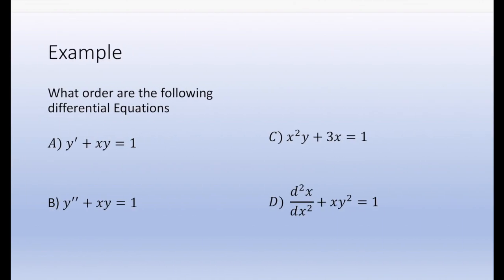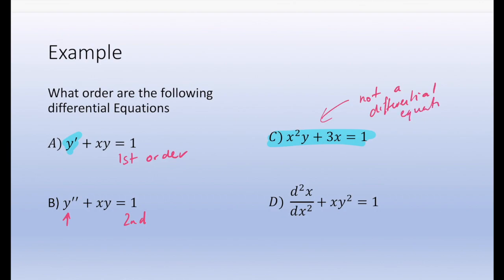All right, here's an example, and it says, what order are these differential equations? Now, because this is the first derivative, it's first order. This one, see how it's got a double derivative, so it's second. This one, C, is not a differential equation because nothing has been differentiated. So we go, not a differential equation. Now the next one is just written a bit differently. That's second order because it's a double derivative.